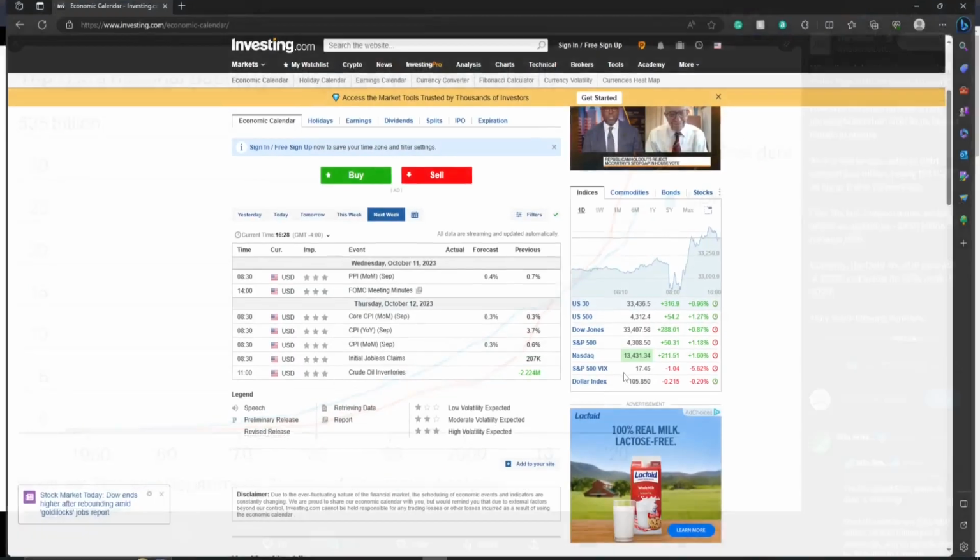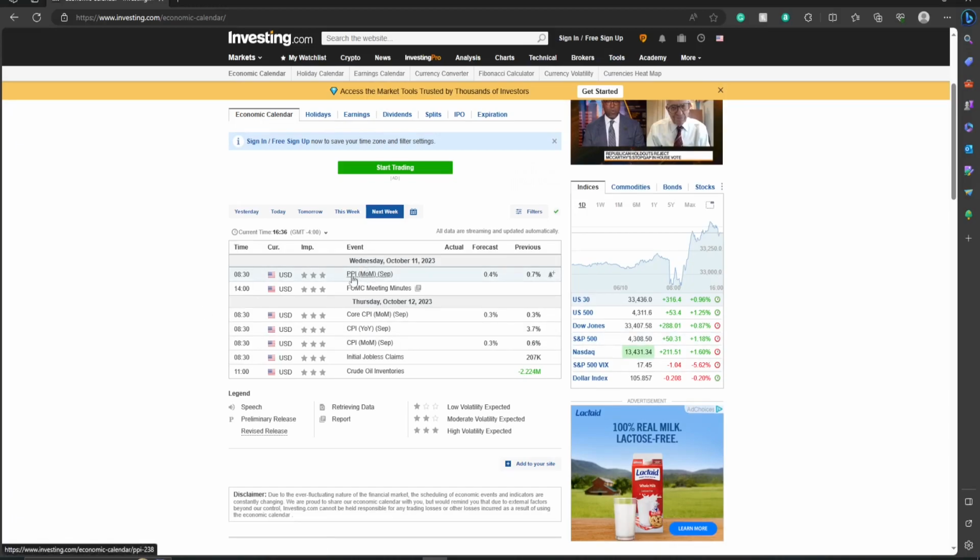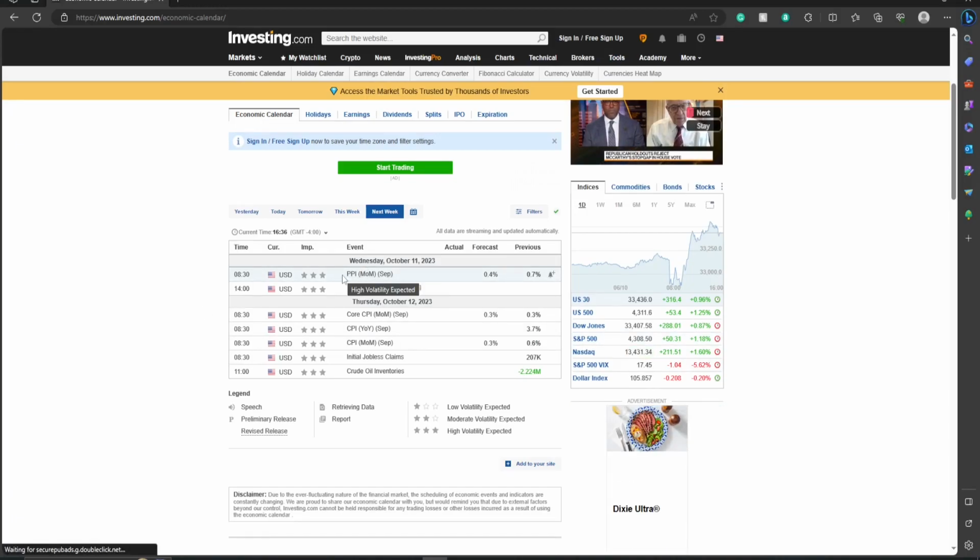So we can look at the economic calendar for next week. So Wednesday, we do get the PPI, which is the Producer Price Index, and we also get the Federal Reserve's meeting minutes. Thursday, we get CPI, which is inflation data, and initial jobless claims, and crude oil inventories. It's a pretty big week next week. Not a whole lot of data coming out, but the data that is dropping is extremely significant. As you know, inflation is basically more or less what is controlling the narrative these days.